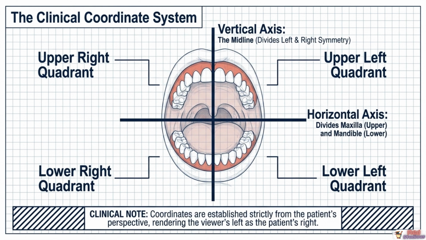These directions are always assigned from the patient's perspective, not the observer's. So when you're standing in front of a patient looking into their mouth, the patient's right side is actually on your left as the viewer. This single rule prevents catastrophic clinical errors. Imagine treating the wrong side of someone's mouth because directions got flipped. Every chart, every radiograph, every treatment plan in dentistry is built on this quadrant system. So get comfortable thinking in the patient's frame of reference, not your own visual frame, starting right now.